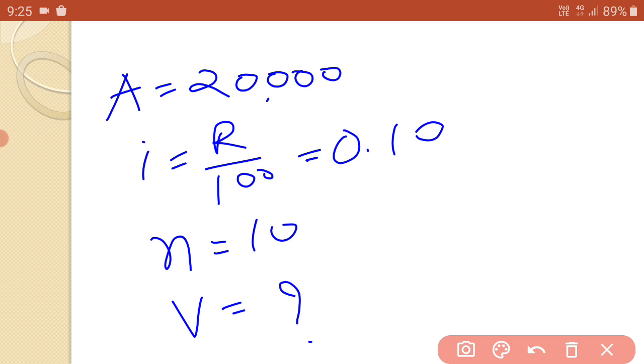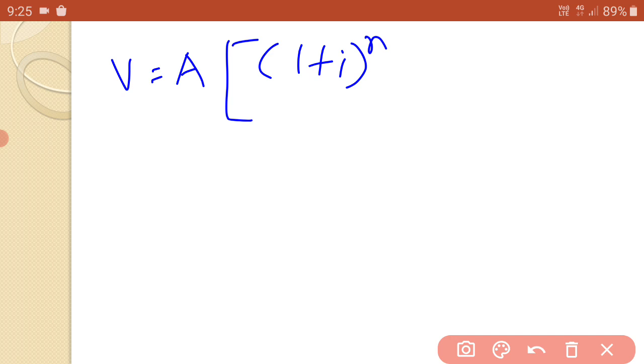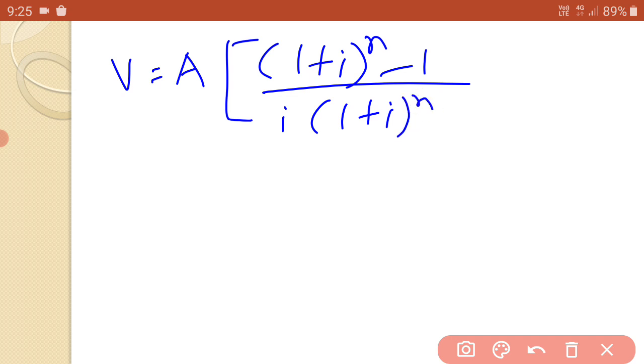Okay, now we are applying the formula. V is equal to A into the bracket 1 plus I raised to n minus 1 upon I into bracket 1 plus I raised to n. This is the main formula.